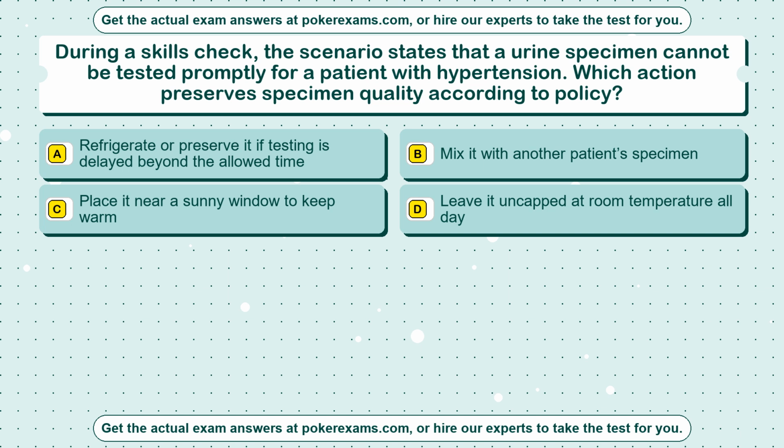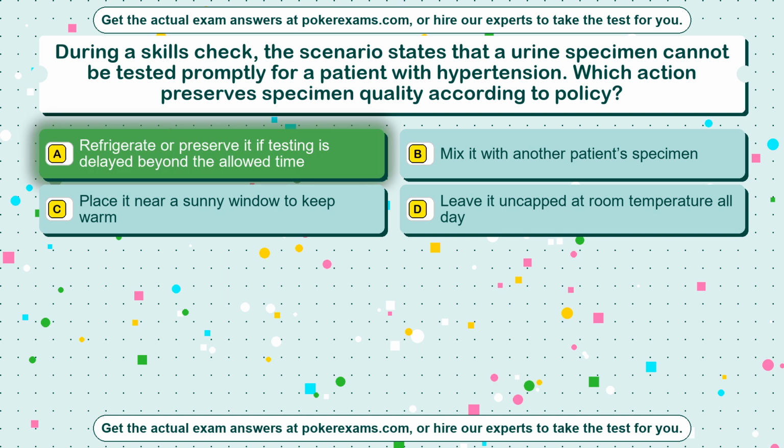Option A, refrigerate or preserve it if testing is delayed beyond the allowed time. Option B, mix it with another patient's specimen. Option C, place it near a sunny window to keep warm. Option D, leave it uncapped at room temperature all day. The correct answer is option A. Refrigerate or preserve it if testing is delayed beyond the allowed time.